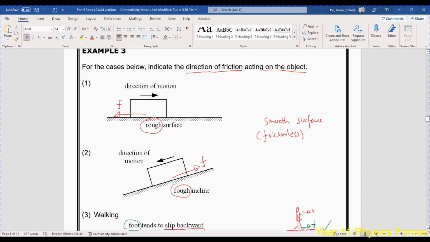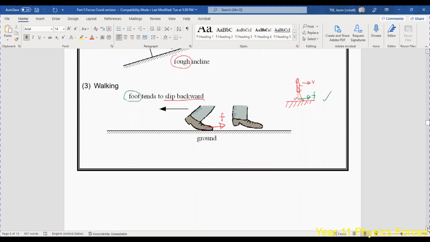But sometimes it's less obvious. For example, when you're walking, your body is moving forward. Does it mean the friction should be backward? No, the friction is in the same direction as your movement. Actually, the friction is helping you to move forward. Why? Because while your body is moving forward, your body is not in contact with the ground, but your feet are, and your feet are actually slipping backward, so the friction will be forward. That's why we say friction is helping you.